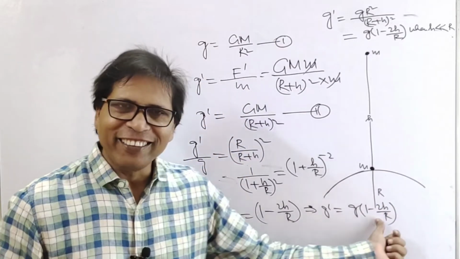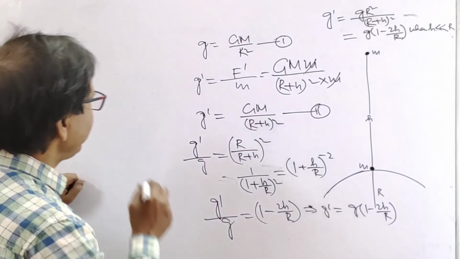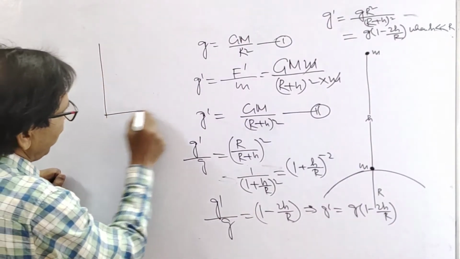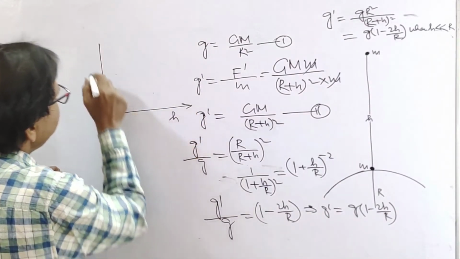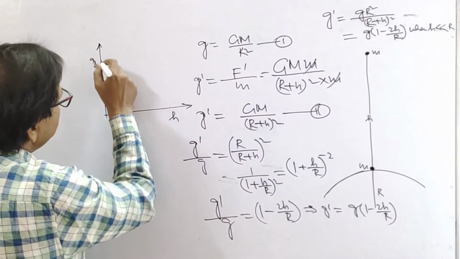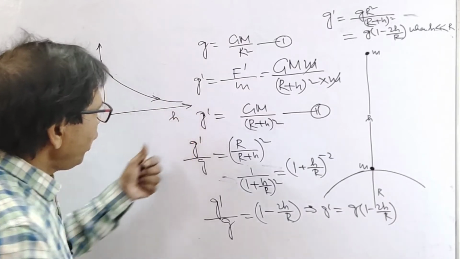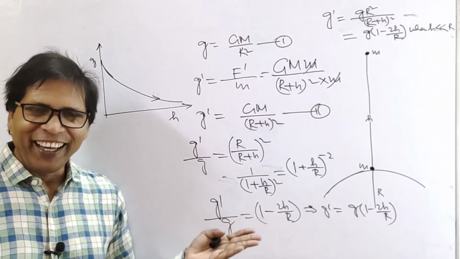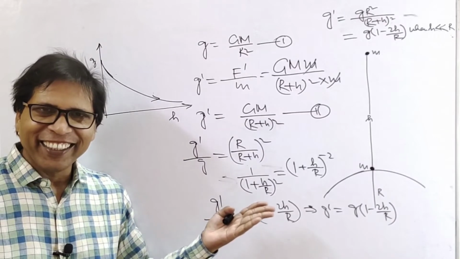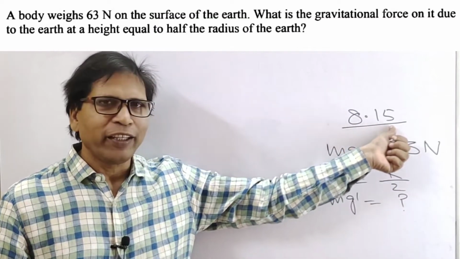Okay, understood? If we draw a graph of g with h, then the graph becomes like this. This is h and this is g. So g decreases with altitude and becomes 0 at infinity. Okay, understood? Next, now NCERT numerical 8.15.